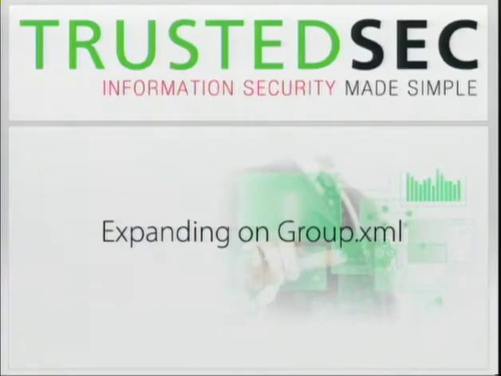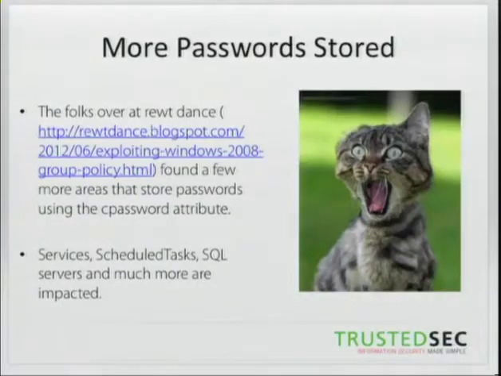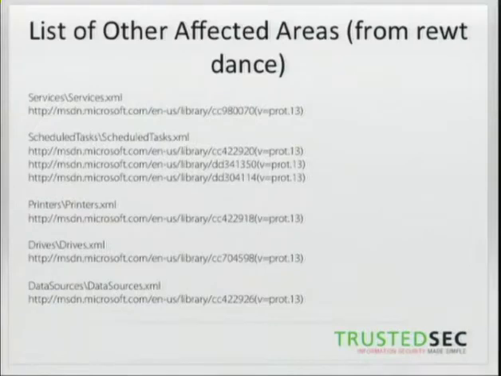It's funny because Groups.xml sucks, but they also store a bunch of other stuff in the cpassword variable with that same static key. The guys at RootDance went and looked through, and they store everything from scheduled task passwords to SQL service passwords to a bunch of other stuff. So there's basically a ton of passwords you can grab straight from group policy without any type of permissions whatsoever. So here's a list of all of the other affected areas right here.